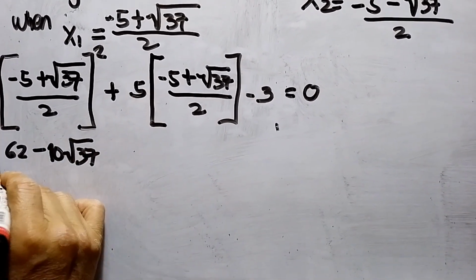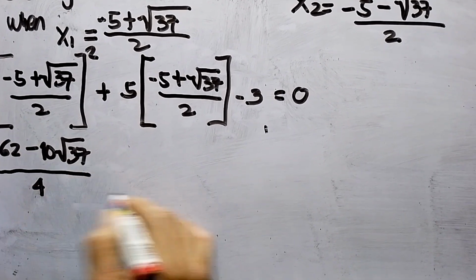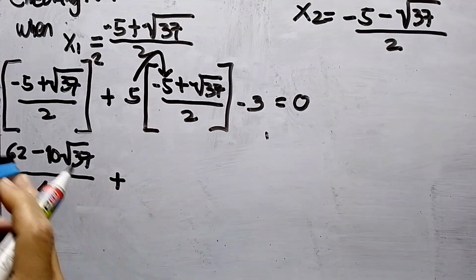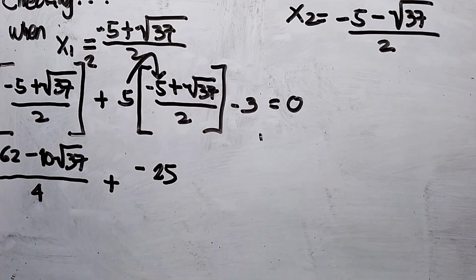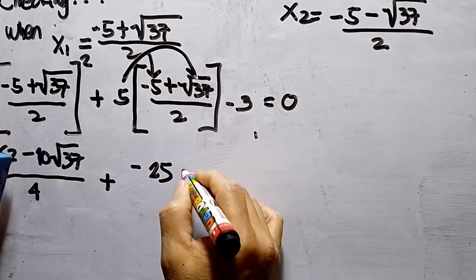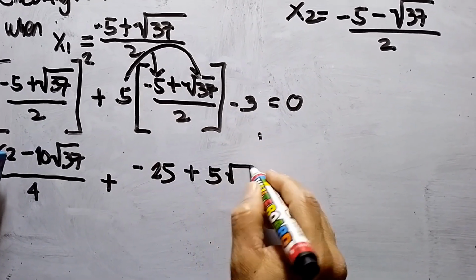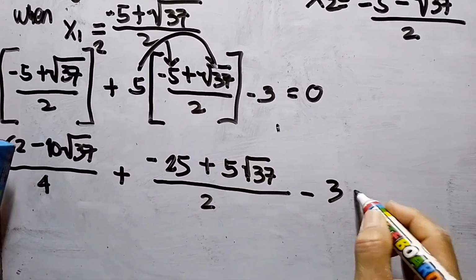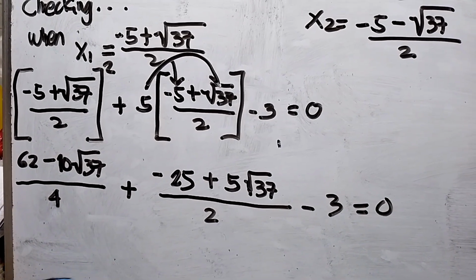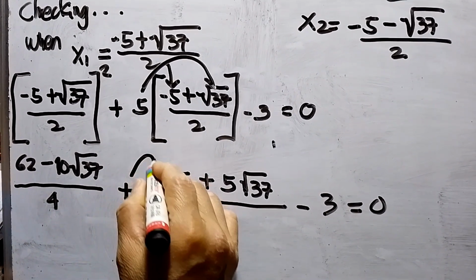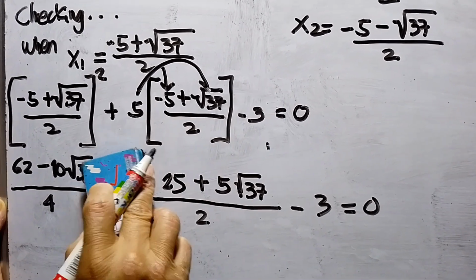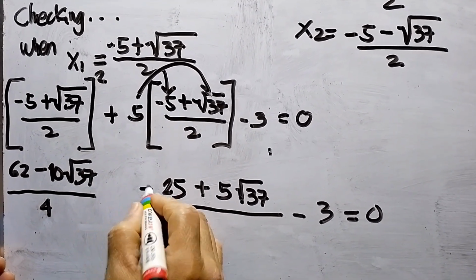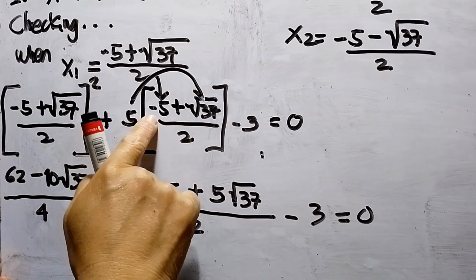Then this will be over 4 because 2 squared is 4. Then plus, distribute, this is negative 25. Then this one, plus 5 square root of 37 over 2 minus 3 is equal to 0. So I will just write in here. So this will be multiplied. This will be straight away minus. So the sign for 25 will be negative because I distribute 5 times negative 5 is negative 25.